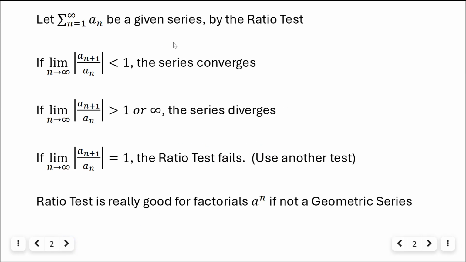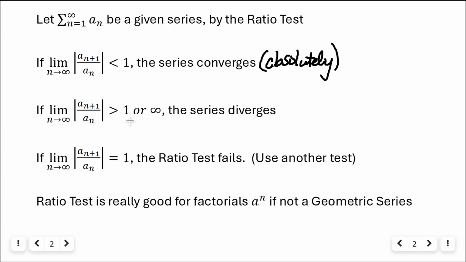All right, ratio test. Let the sum from n equals 1 to infinity of a sub n be a given series. Then by the ratio test, if the limit of a sub n plus 1 over a sub n is less than 1, then the series converges, and it converges absolutely. Okay, you're taking the absolute value of this series. It converges absolutely.